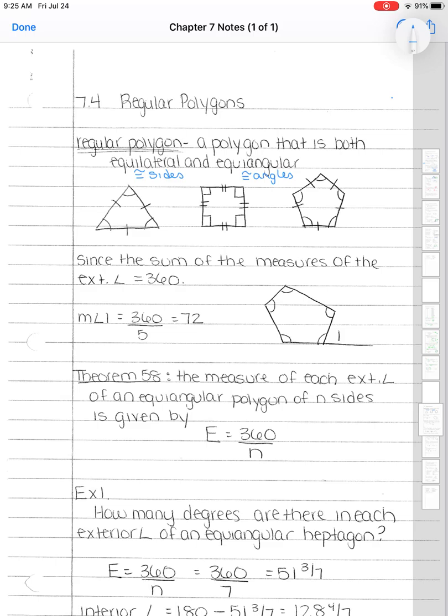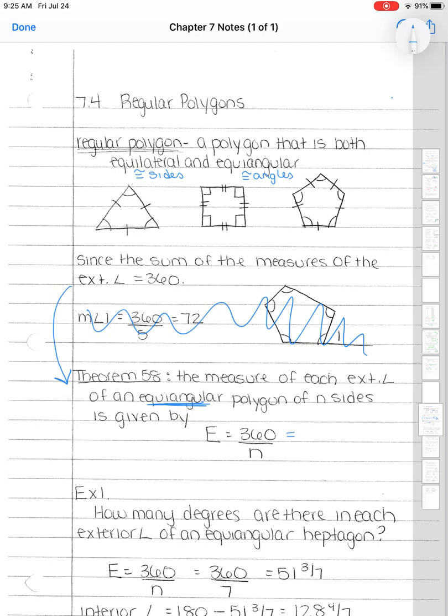All right, last section in chapter 7 is going to talk about regular polygons. So a regular polygon is a polygon that is both equilateral and equiangular. Equilateral means congruent sides. Equiangular means congruent angles. And those things would need to be marked if they did not tell you that in the directions. Now, since the sum of the exterior angles equals 360, we're going to jump right down to this theorem so that this doesn't confuse you here.